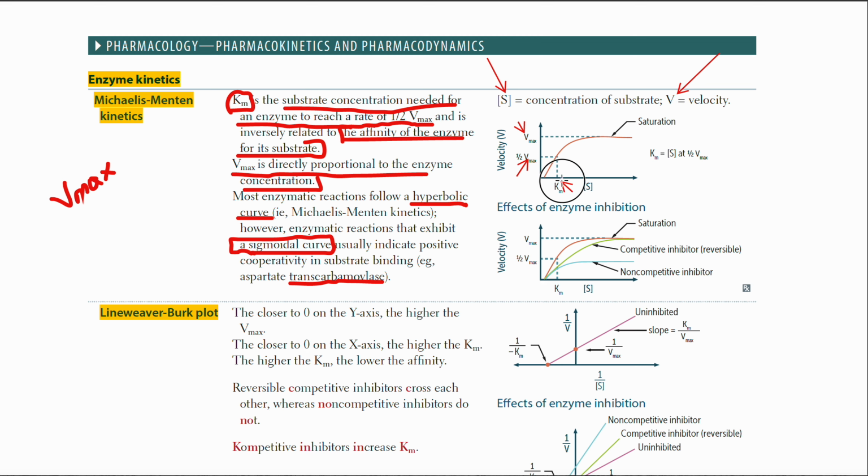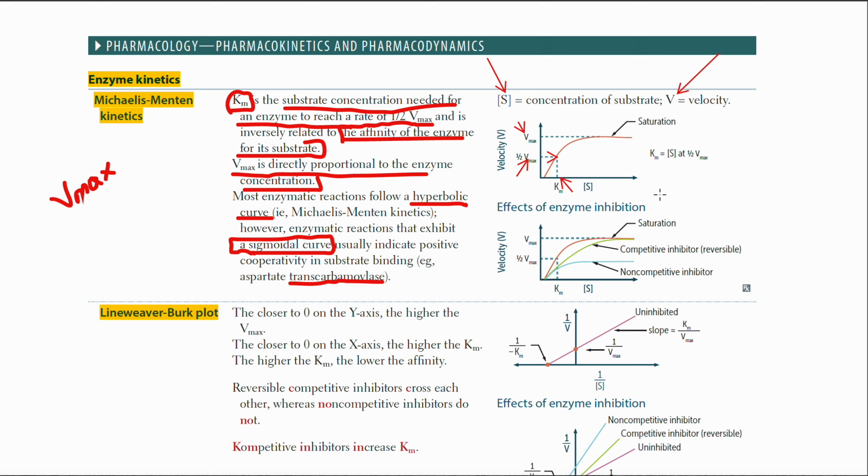This is the definition of the Km, that is the Michaelis constant. It is the amount of substrate concentration needed for an enzyme to reach half of this maximal velocity. So this point right here is about Km. That is Km. You have to understand this.